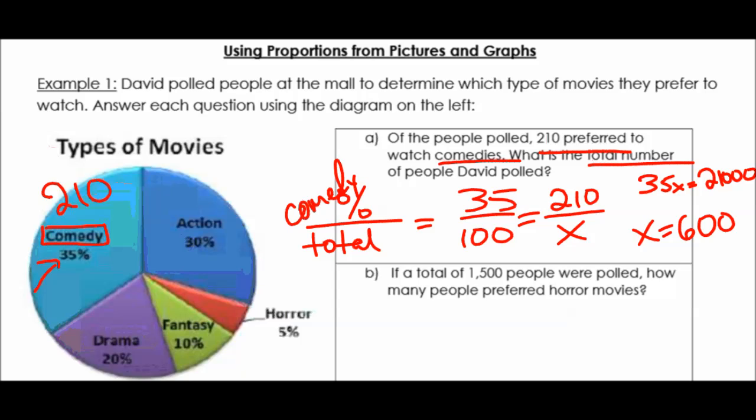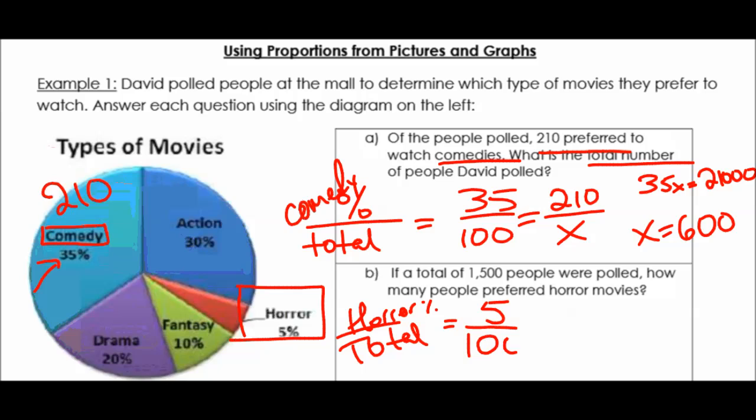Letter B says, if a total of 1,500 people were polled, how many people preferred horror movies? So now we're talking about this group over here. That's 5%. So now we're talking about the horror percentage. And it's always out of a total if we're talking about a percent. That's 5% out of 100. And they say the total number of people is 1,500. That's the number that goes on the bottom. We don't know the number of people who actually like horror movies. So we're trying to find the number of people. We know the percent right now. We know the number out of 100, but we don't know the actual number of people yet.